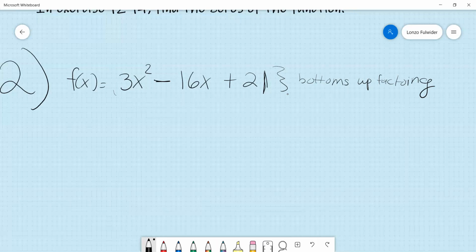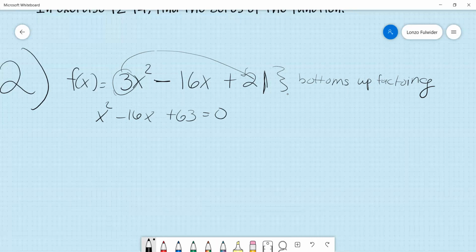So let's see if this works. How you do bottoms-up factoring is first ignore the 3 for right now, so this is going to be x squared minus 16x. Then you multiply 3 and 21. When you multiply 3 and 21, you're going to get positive 63.